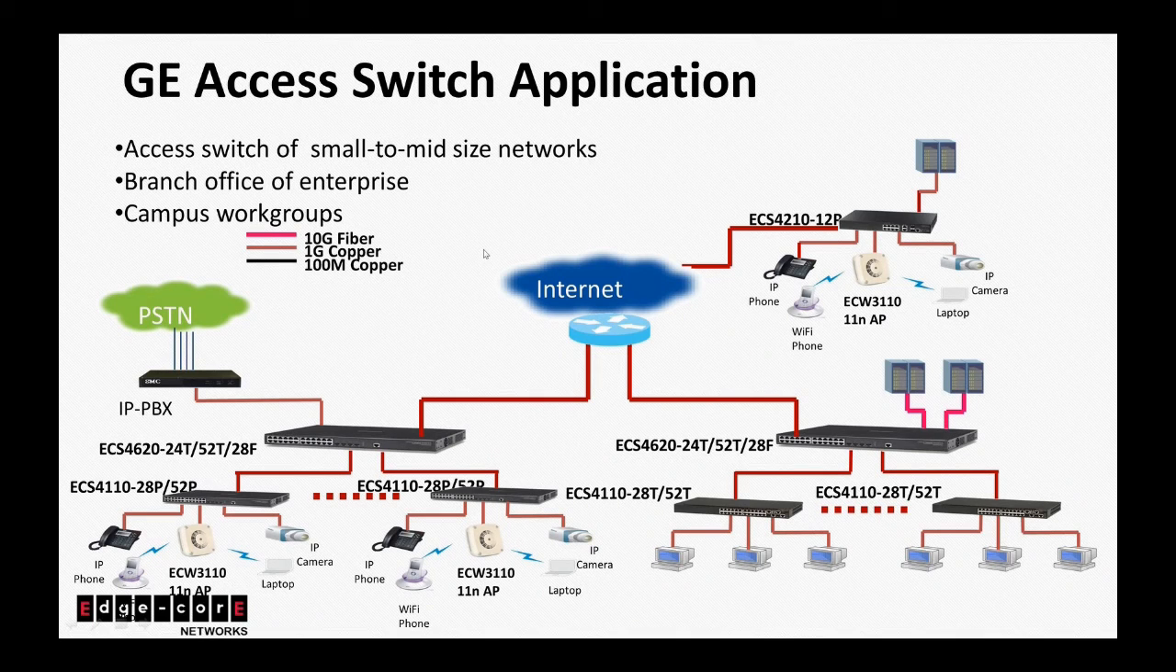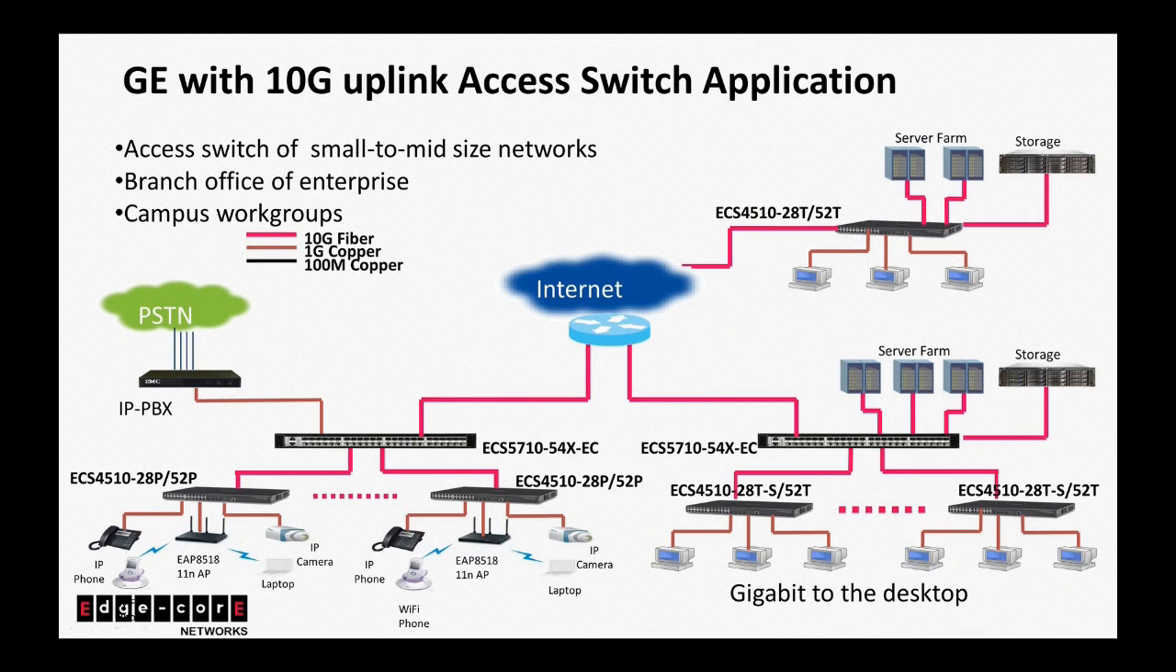And for some enterprise networks who need more bandwidth, they can use our gigabit switch with 10 gig uplink. Here we have a gigabit switch with 10 gig uplink. This is without PoE. This is PoE. And for aggregation, you can use our layer 3 10 gig switch for aggregation and also for routing. So this is also a very typical application. You can use our switch for the SME and also enterprise and also campus.